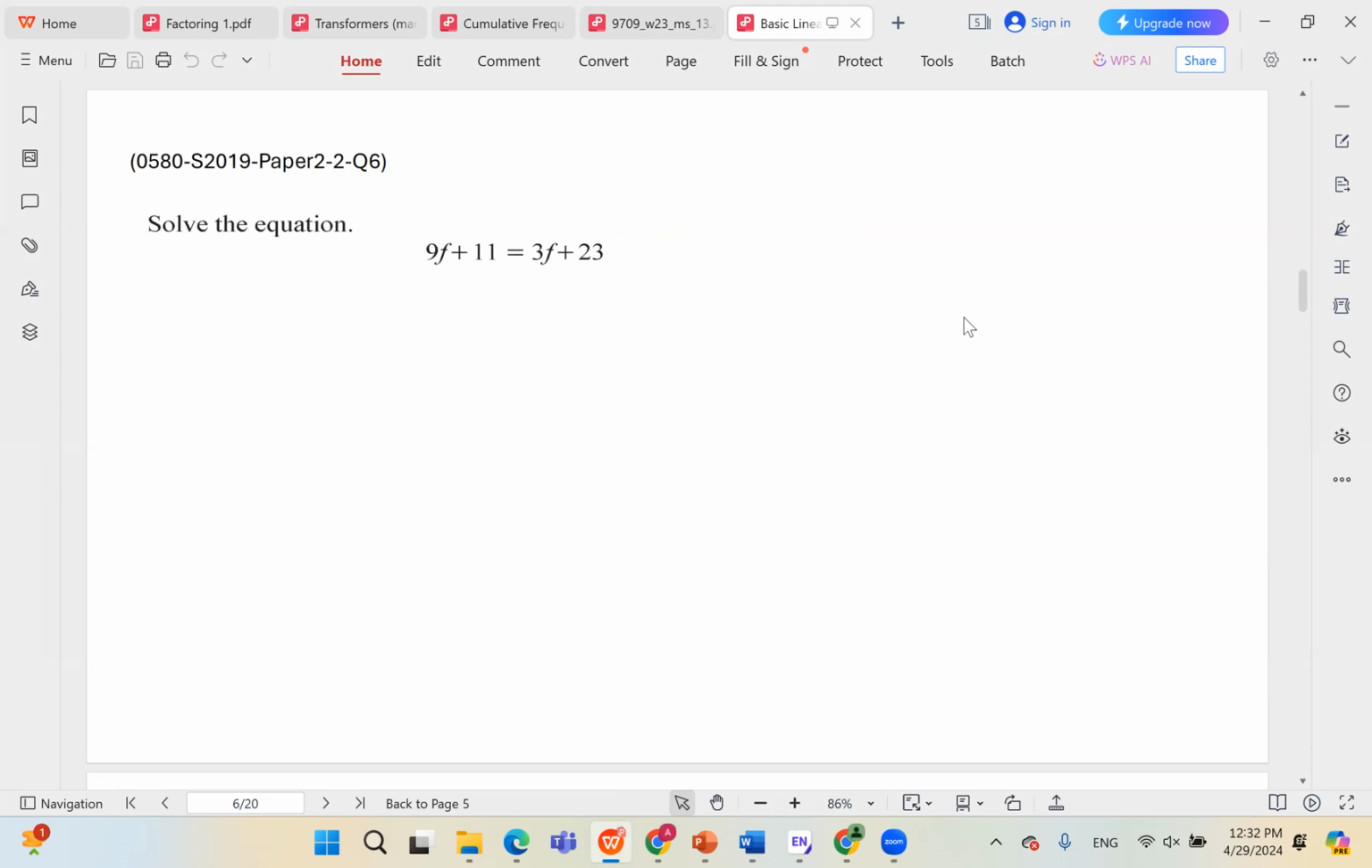Here we want to solve for the variable f. So again, we isolate the f. We take all the terms that contain f on one side and all the other terms on the other side. I'm just going to take the 3f to the left. So I get 9f minus 3f. And then I'm going to take the 11 to the right. So this gives me 23 minus 11.